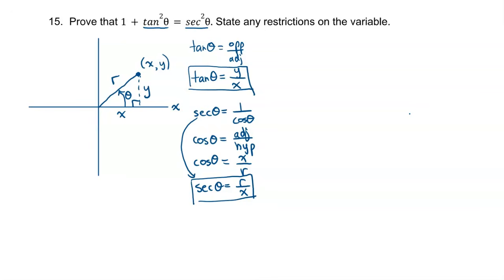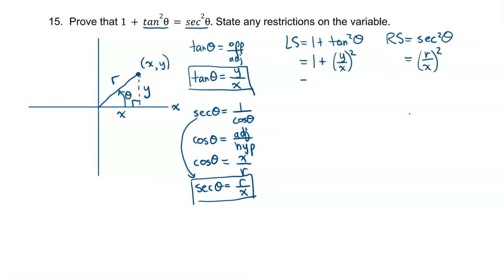Whenever we do a proof, we go left side and we separate it from the right side. So we're going to write 1 plus tan squared theta, and the right side is equal to secant squared theta. And so this becomes 1 plus, well, tan we said is y over x, so this is y over x all squared. The secant we said was r over x, so this is r over x all squared. And now we can expand and simplify both sides of this.